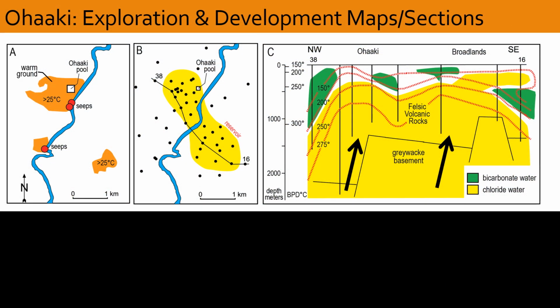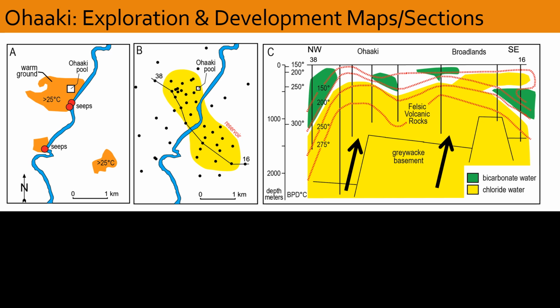Here, the field is represented in two map views on the left. In A, the locations of natural surface activity and thermal ground are shown. Their extent is modest and localized primarily in the vicinity of the Oahu Pool. In B, the drilling of deep vertical wells proved the existence of the high-grade resource outlined in yellow, which had a reservoir temperature in excess of 250 degrees Celsius.